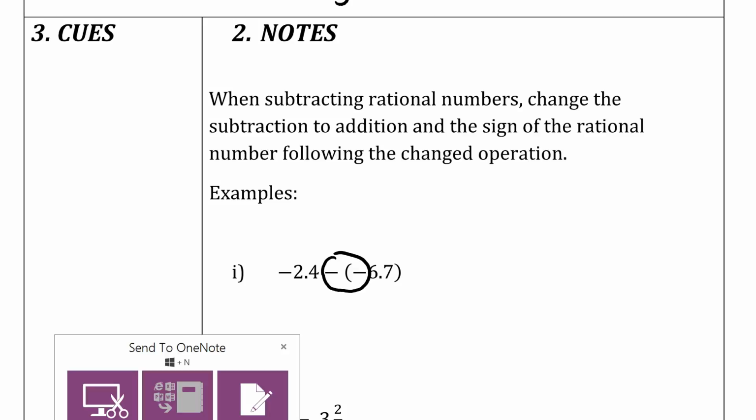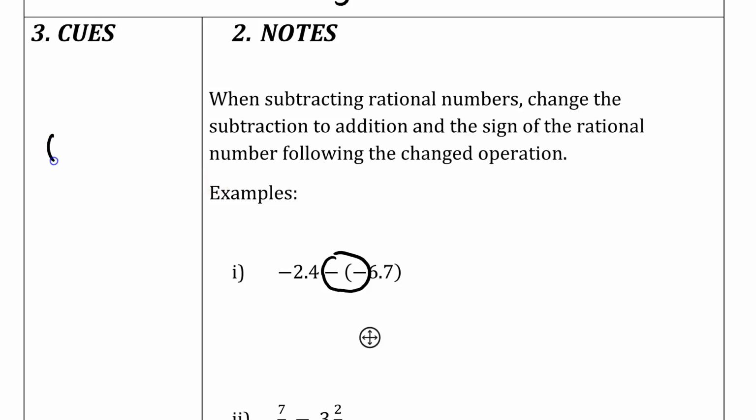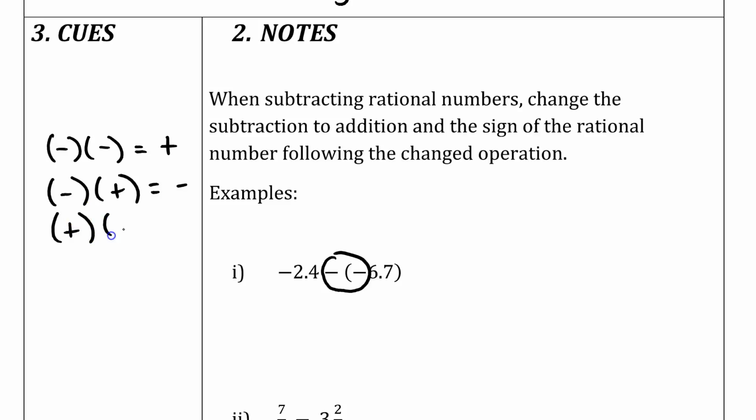So, remember, when we have two signs beside each other, a negative and a negative, that becomes a positive, or the addition happens between the two terms. Negative and a positive, that's a negative. A positive and a negative, which is just the same thing as a negative and a positive, that is negative. And a positive and a positive is a positive. So, when we have an even number of negatives, we have positive. When we have an odd number of negatives, we have negative.